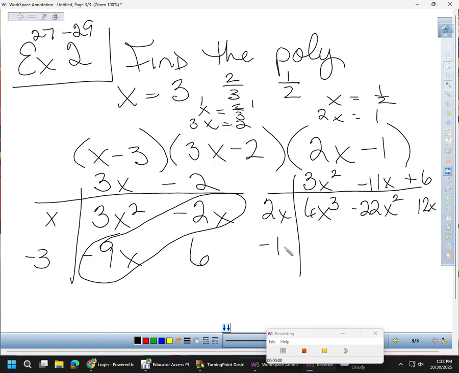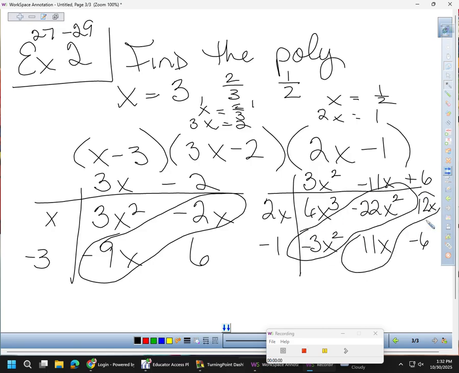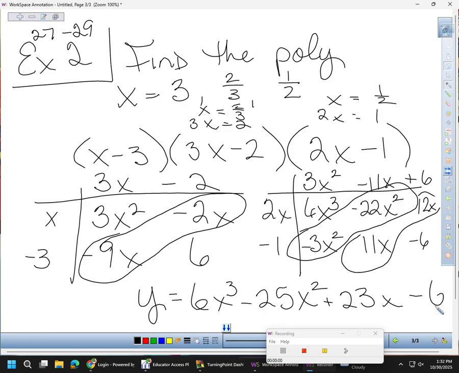Next row, I have 3x squared times negative 1, or negative 3x squared. Negative 11x times negative 1 is positive 11x. And negative 1 times 6 is negative 6. Again, remember these diagonals add together. So my polynomial is y equals 6x to the third. Negative 3 and negative 22 is negative 25x squared. I have 11x and 12x is positive 23x, and then minus 6.